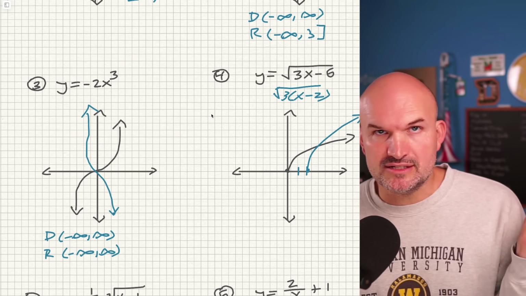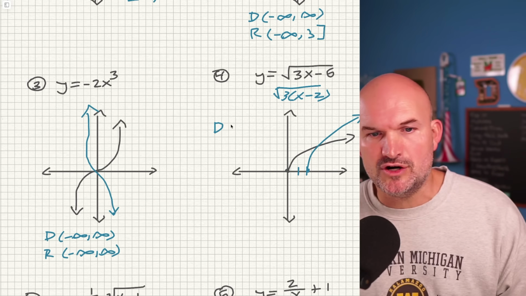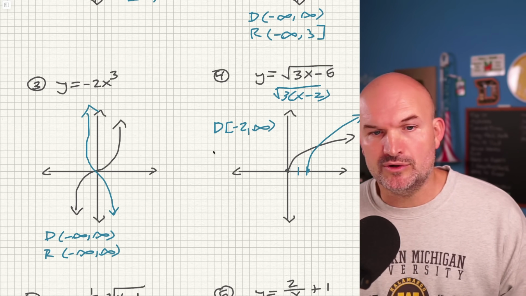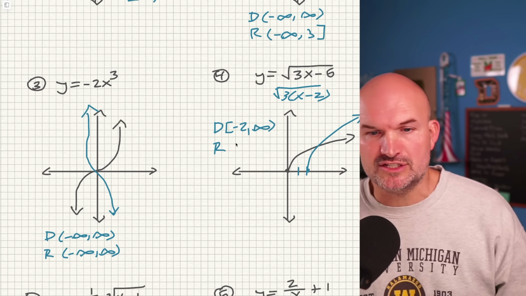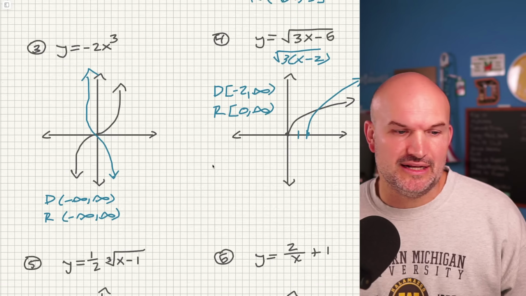Now my domain is, remember, the set of all x values that make up the graph, right? So the farthest left this graph goes is from -2, which is included, so we're going to use a bracket, and that's going to go to infinity. My range does not get impacted, right? Because it was only horizontally shifting this graph. So my range is going to be from 0 to infinity.